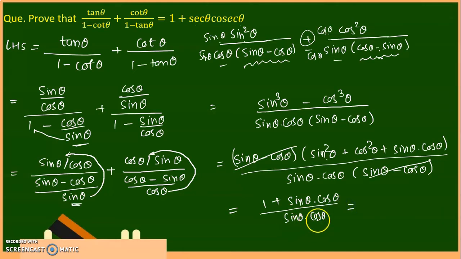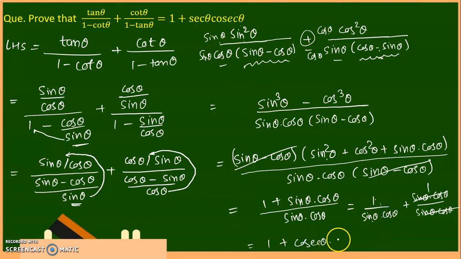So here if you take this sine theta into cos theta to both of these, here we will have 1 upon sine theta into cos theta plus sine theta into cos theta divided by sine theta into cos theta. So here this sine theta cos theta cancels out, here we get 1. So this is what we have, 1 plus here 1 upon sine theta, that becomes cosec theta, into 1 upon cos theta, that becomes sec theta. So this is what we have on the left hand side, right hand side. Hence this question is proved.